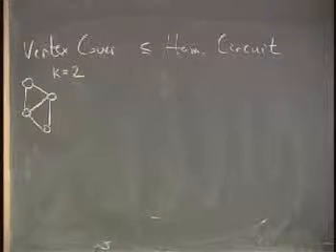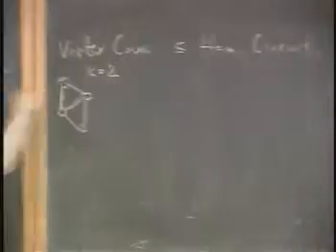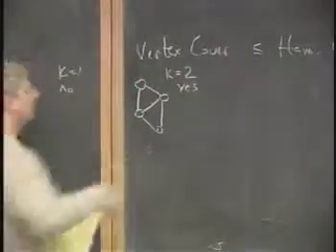Here's my problem. Here's a graph. Does it have a vertex cover of size 2? What's the answer? Yes or no? It does. Okay, these two are fine. Does it have a vertex cover of size 1? No. The answer to this is no. The answer to this is yes.